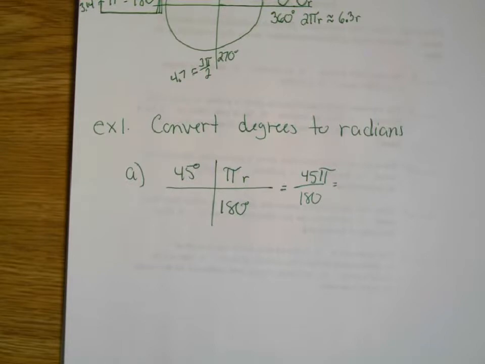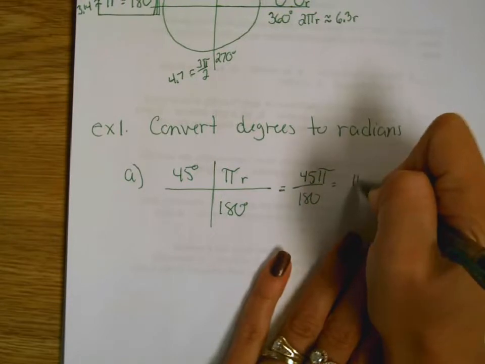Oh, I got 1/4. I couldn't do that one in your head. So we're getting that pi over 4 radians.